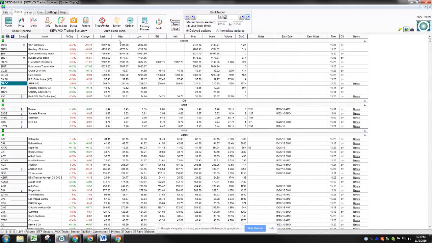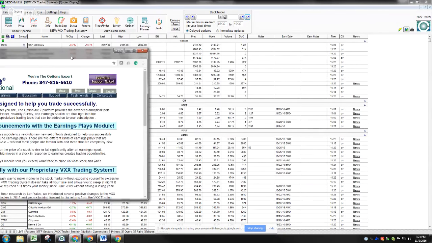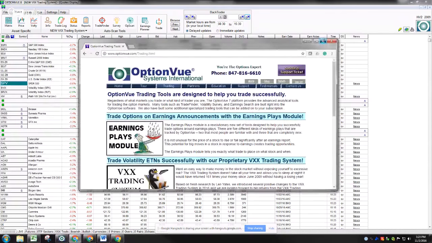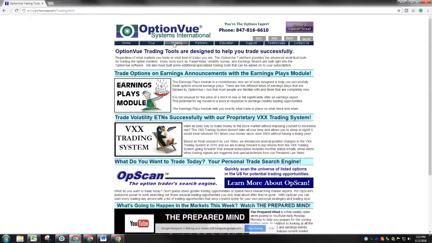I know we're already 23 minutes in, and I just touched on this stuff. I kind of wanted to bring over the OptionVue website here, and this is actually under the trading tab. These are going to be more complex things that would take me a lot more time to explain, but here is where you would come, OptionVue.com, click on the trading tab, and you can find out about the earnings plays module, the VXX trading system, which has done fantastic this year. It's up 82% year to date since March, and then OpScan, about how you would create your own formulas.